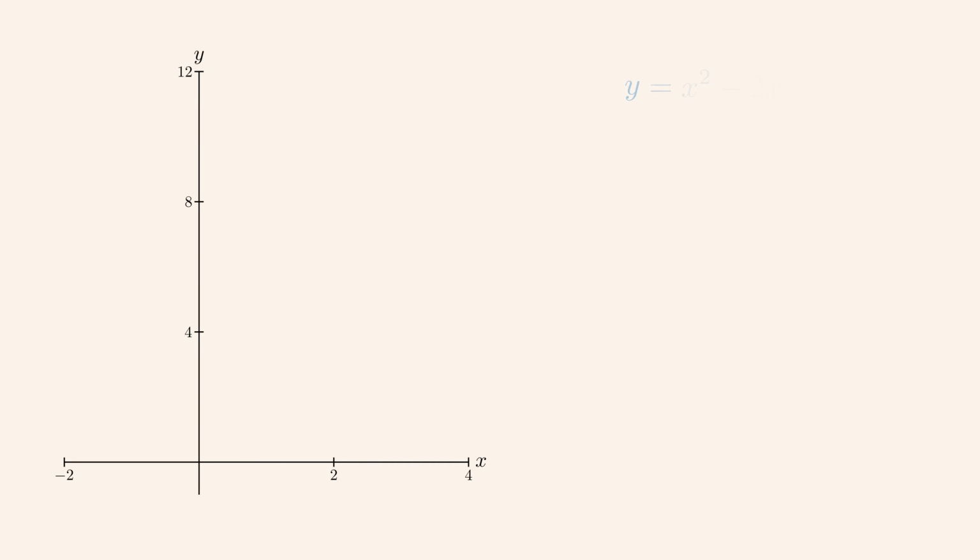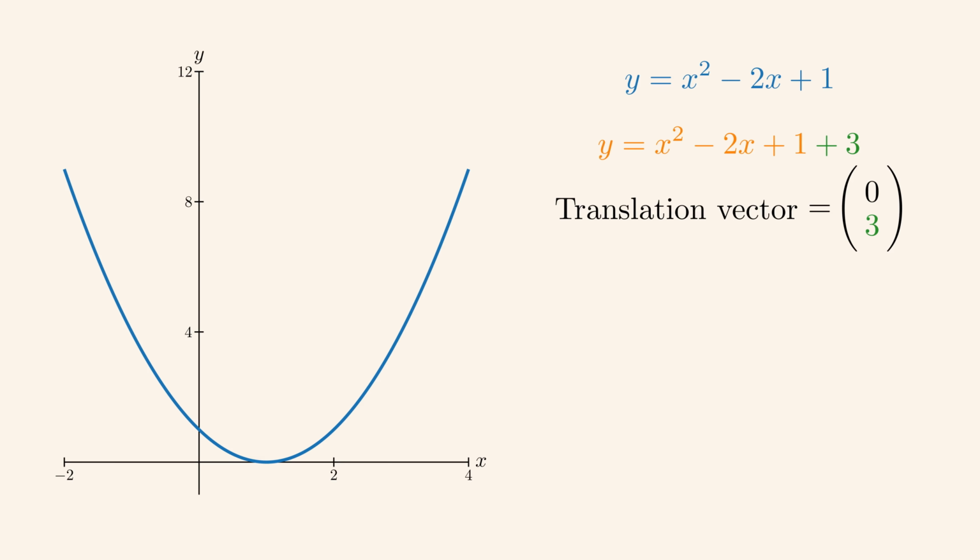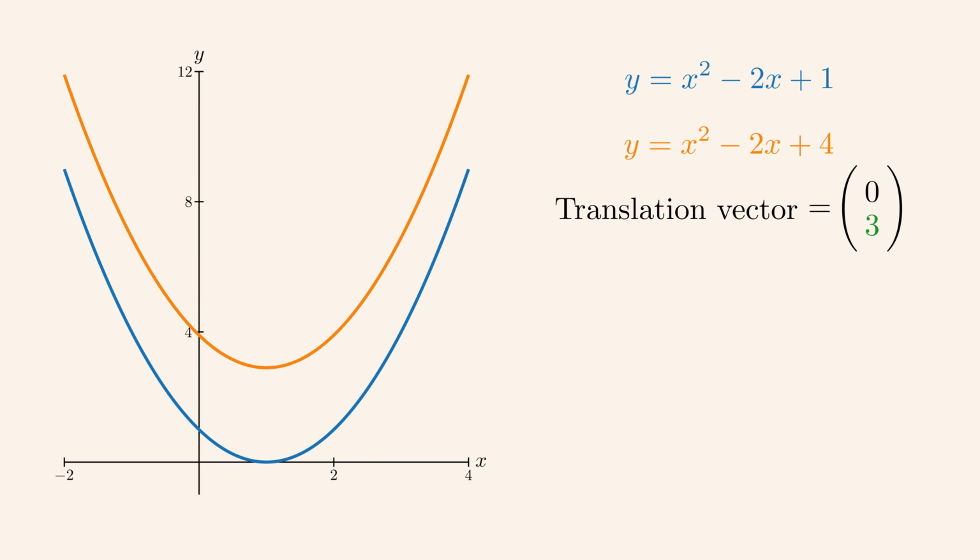Let's say we have this quadratic function. Its graph looks like this. We will make a copy of the quadratic and add a constant of 3. This translates the function vertically by 3 units. Simplifying the orange equation gives us this form. Graphically, the curve moves upward by 3 units.